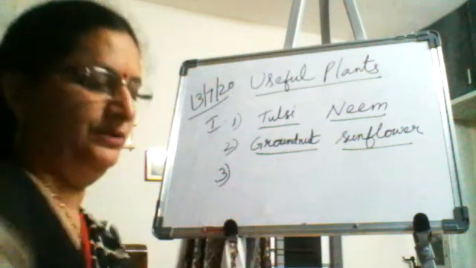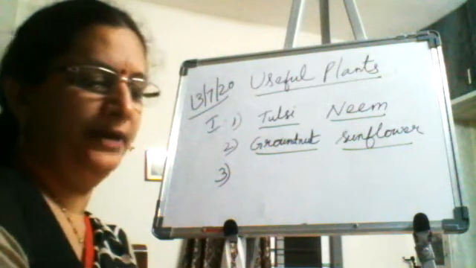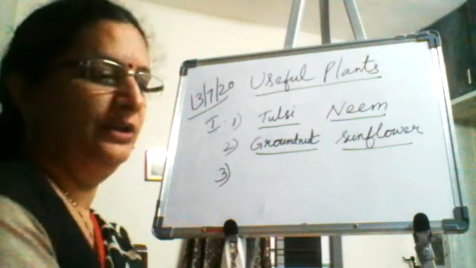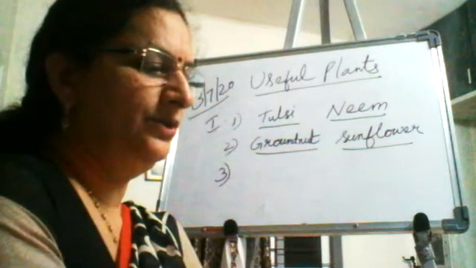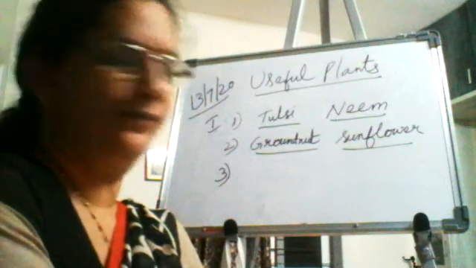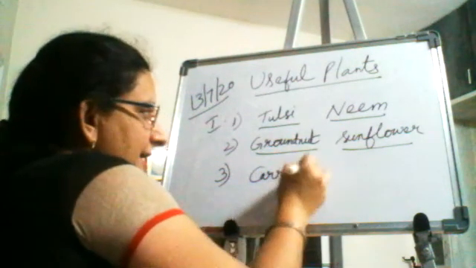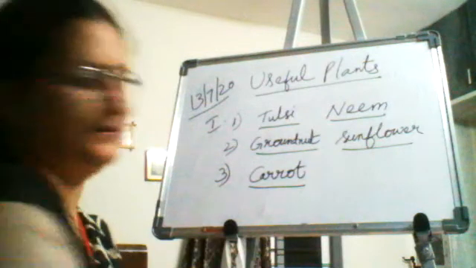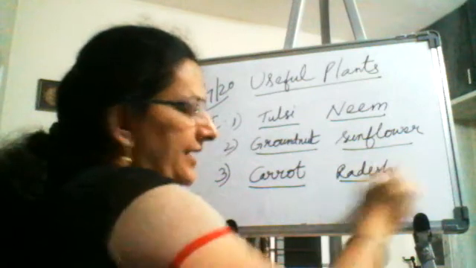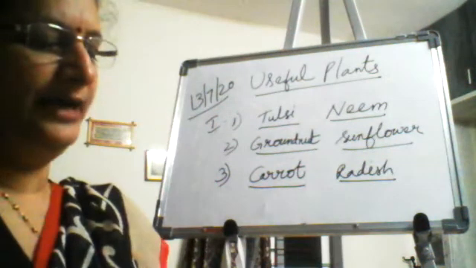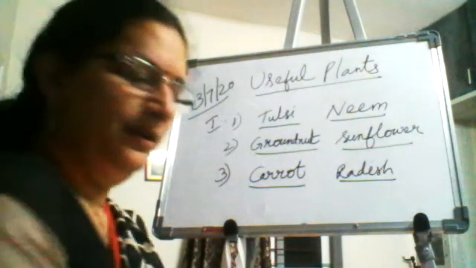Next question number 3. Name 2 plants whose roots are eaten by us. So you have to tell me from the learning what are the roots that we eat. We eat the carrot, CARROT, carrot, RADISH, radish. Okay, carrot you know, radish also you know. Very good. Next, number 4.